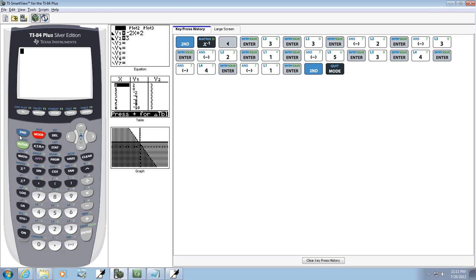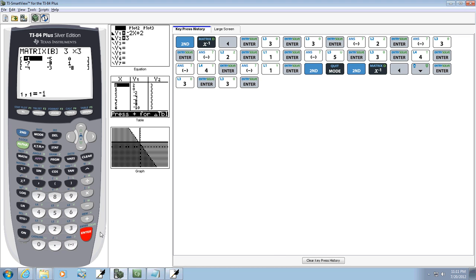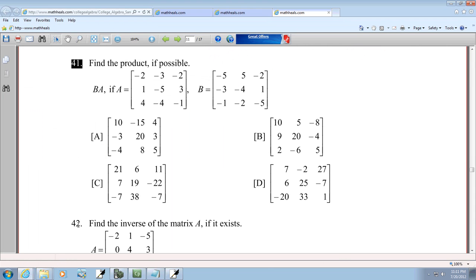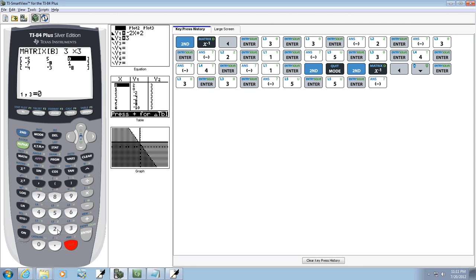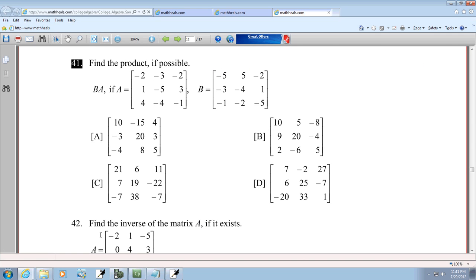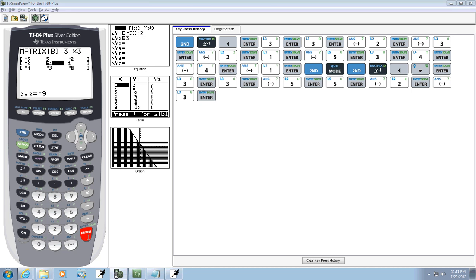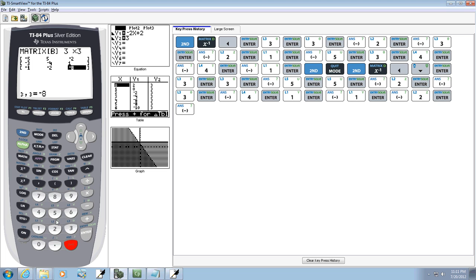to exit out. Go back in your matrix menu, second, x to negative 1. That's your inverse button actually. Right arrow to edit, down arrow to B, enter. And it's a 3 by 3 also, so you do 3 enter, 3 enter. And we'll input B. So I got negative 5, 5, negative 2, negative 3, negative 4, 1, negative 1, negative 2, and negative 5.